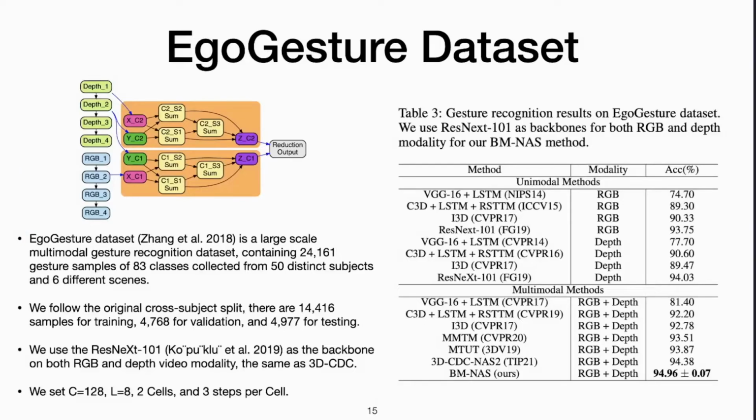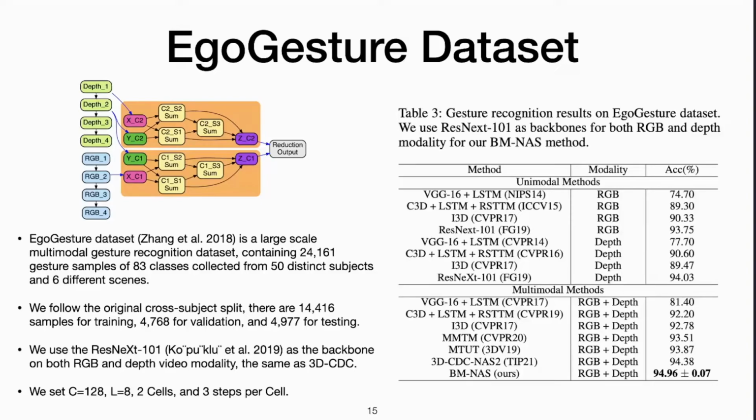The Ego gesture dataset is also a large-scale multimodal gesture recognition dataset. It consists of over 24,000 gesture samples of 83 classes, of 5 subjects, and 6 different scenes. We also followed the original cross-subject split, and we used the ResNext model as the backbone for both RGB and depth video modality. This is the same as 3D CDC, which is a very recent work that also employs multimodal and differentiable NAS techniques.